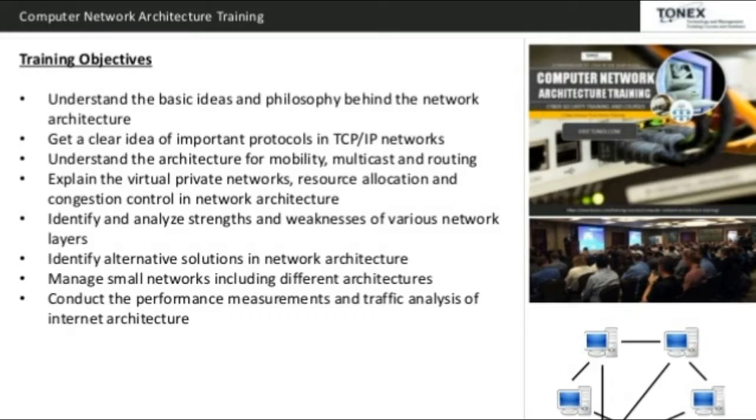Training objectives: understand the basic ideas and philosophy behind the network architecture. Get a clear idea of important protocols in TCP/IP networks. Understand the architecture for mobility, multicast and routing. Explain the virtual private networks, resource location and congestion control in network architecture.